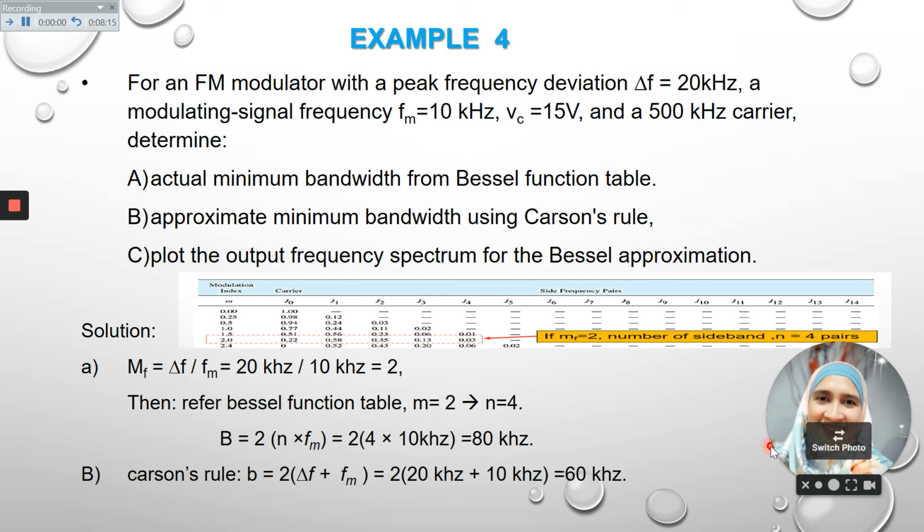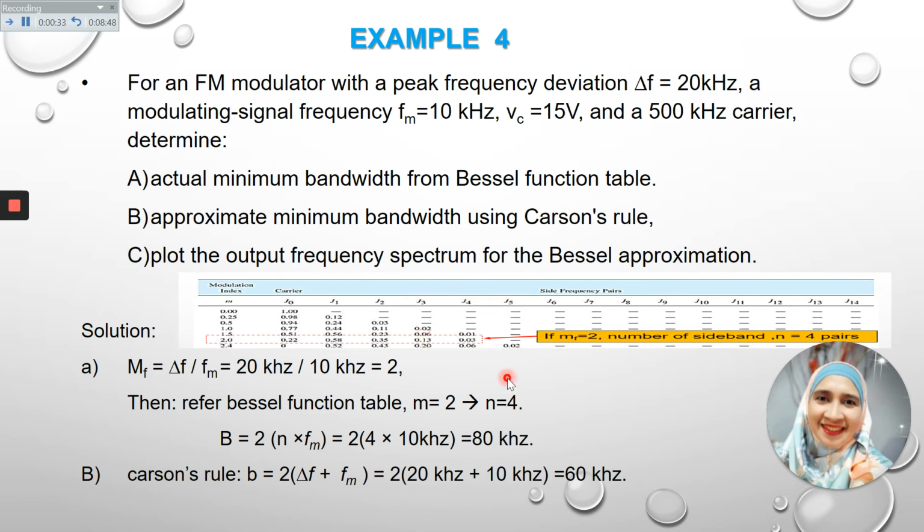All right, next, example 4. For an FM modulator with a peak frequency deviation delta F of 20 kHz, a modulating signal FM of 10 kHz, VC of 15 volts, and a 500k carrier. Determine the actual bandwidth from the Bessel function table, approximate the minimum bandwidth using Carson rule, and C, plot the output frequency spectrum for the Bessel approximation.